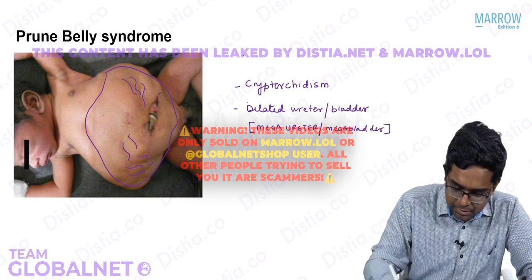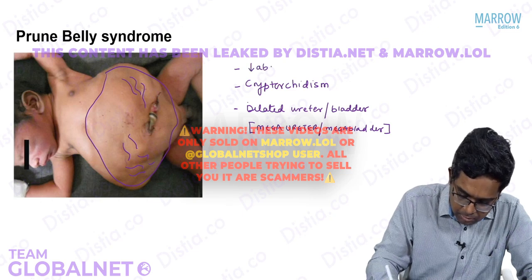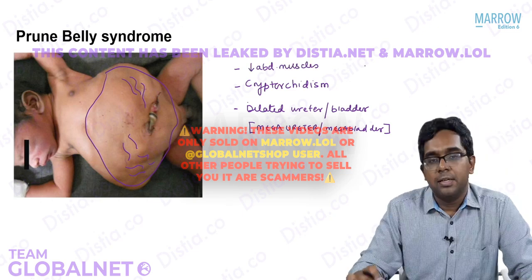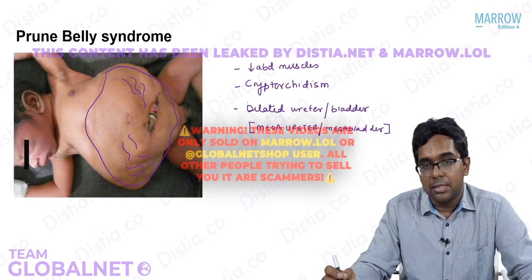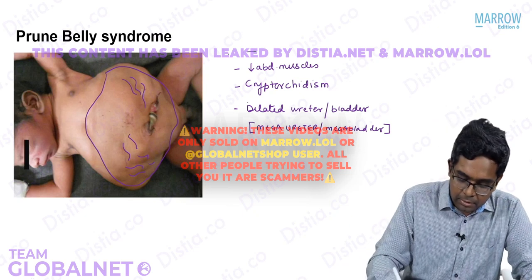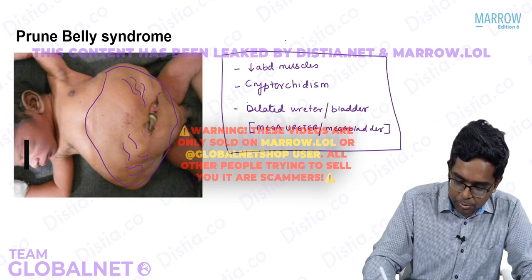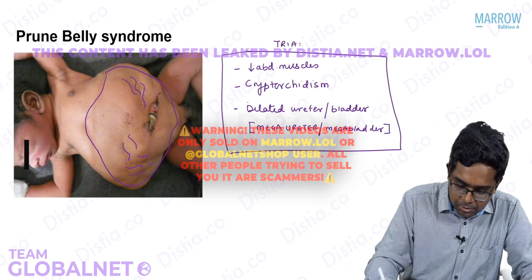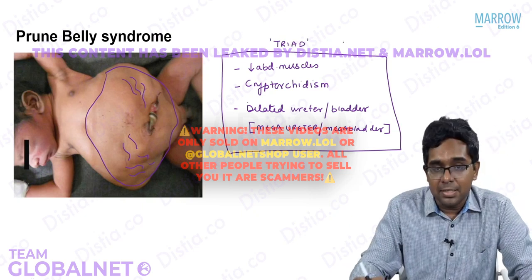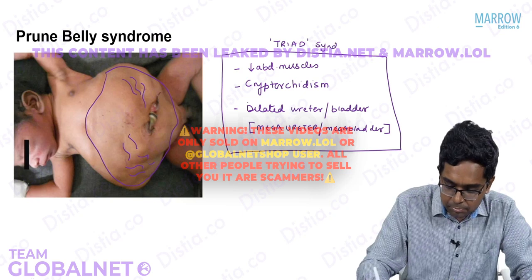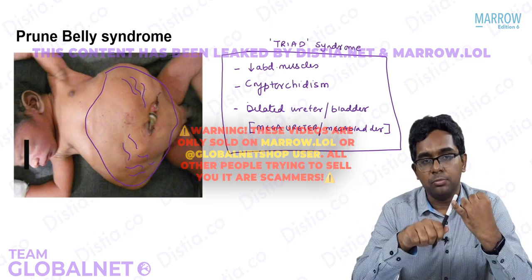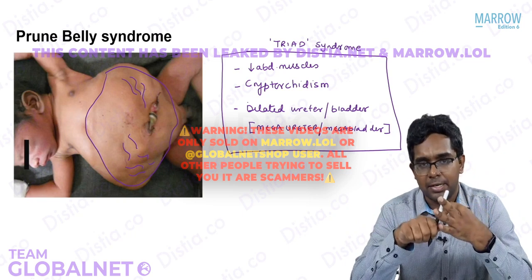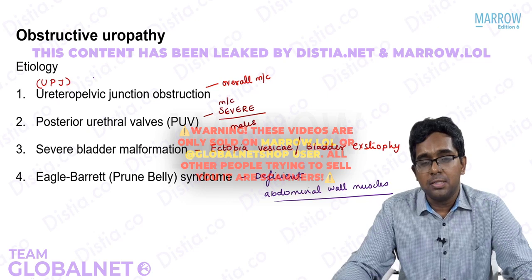So what is this condition basically? It is deficiency of abdominal muscles resulting in a distended appearance which looks like that of a prune. Second is cryptorchidism, and third is dilated ureter or bladder. This is the triad of prune belly syndrome, and because of this triad, this condition gets its name as triad syndrome. So what are the other names of this condition? Prune belly syndrome, Eagle-Barrett syndrome, or triad syndrome. These are the important anomalies which are associated with obstructive uropathy in children.